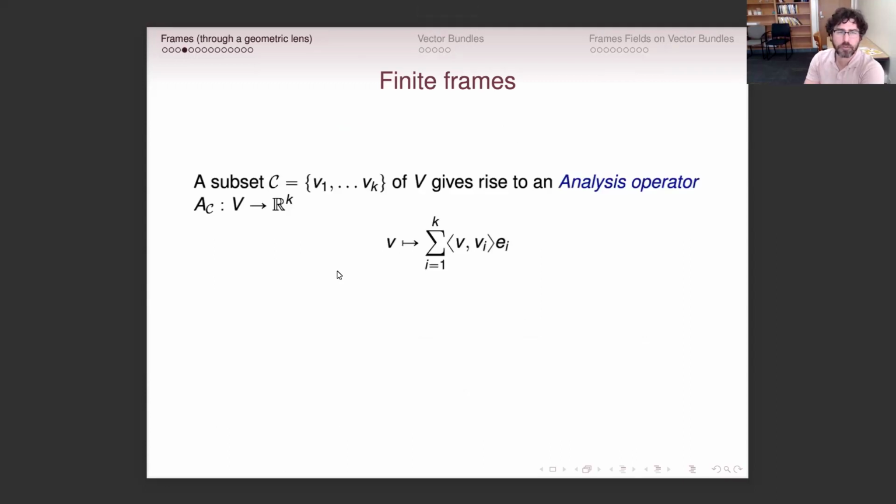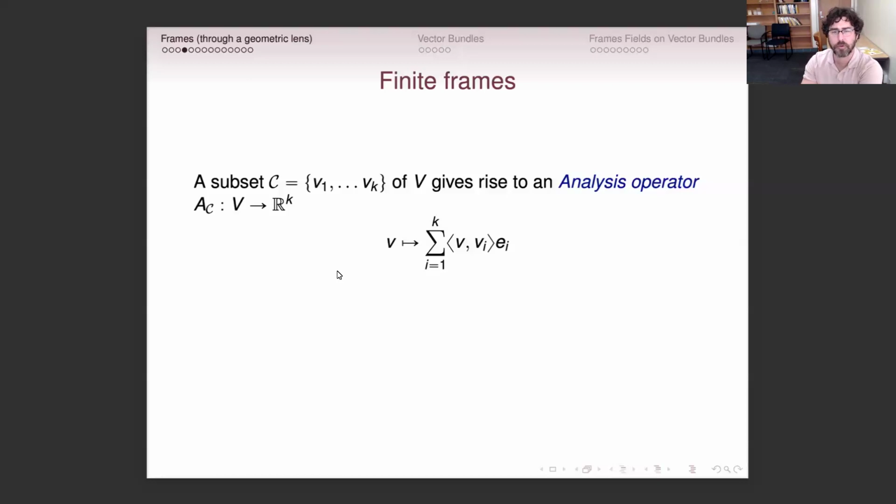Okay. So if I have a finite subset of vectors in a Hilbert space, then this gives rise to a so-called analysis operator, which is a linear map from my vector space to the space R^k, whose dimension is the same as the number of vectors I have. For each vector, I'm going to interrogate that vector by taking its inner product with all the vectors in my collection. And then I'm going to use those as the coefficients of a linear combination in R^k.